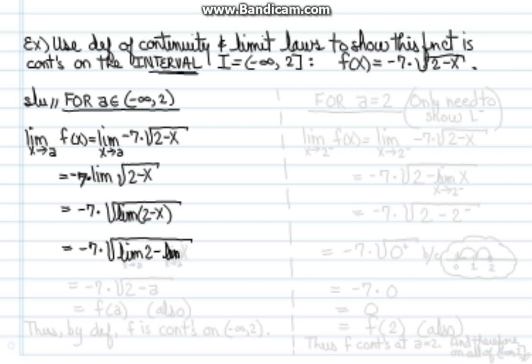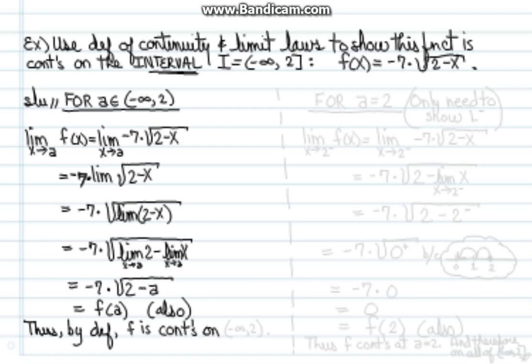And now you've got the limit of a polynomial, so break it up: the limit of the first part minus the limit of the second part. Well, the limit of 2 is the limit of a constant, so it's just 2. The second part, the limit as x approaches a of x, is a polynomial, so you do a direct substitution, it's a. But negative 7 times the square root of 2 minus a is the same as f of a. It is the y partner when x is equal to a. So we've shown that the limit as x approaches a of this function is the same as the function evaluated at this a, and that's what it means for a function to be continuous according to the definition. So we've shown that it's continuous on this open interval.